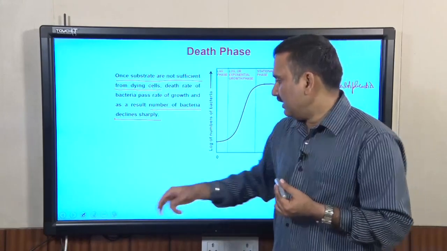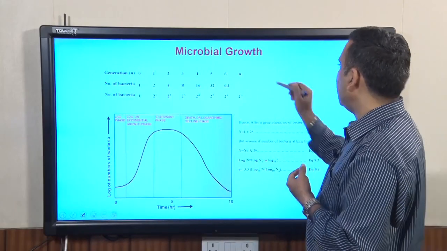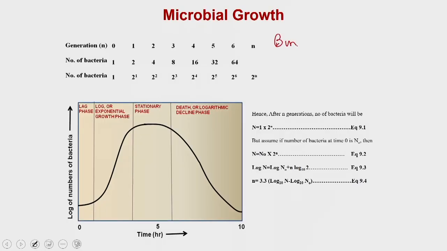And suppose, if you summarize, what will happen is that if they are going through binary division, okay, then what is meant by binary division is, suppose we started with one bacterium. Once they complete one cycle or one round of multiplication, the bacteria will become 2, then 4, then 8, another 16, 32, 64 and so on.